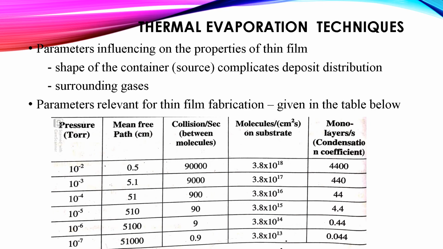And here the parameters relevant for thin film fabrication are given in the table. Accordingly, the pressure, mean free path, collisions per second, molecules per centimeter square second on a particular substrate, and monolayers per second or condensation coefficient. These quantities are all separately specified for each pressure range in torr. Please go through this table.